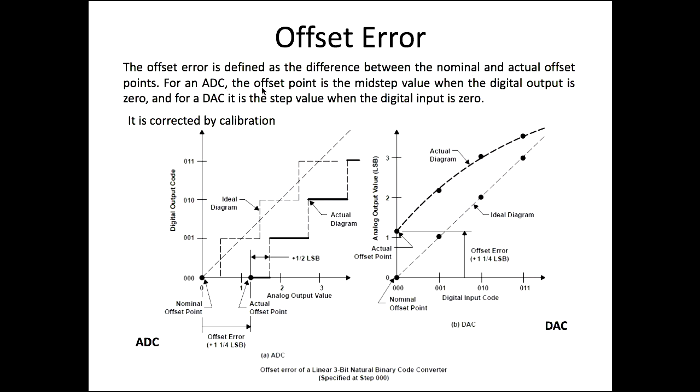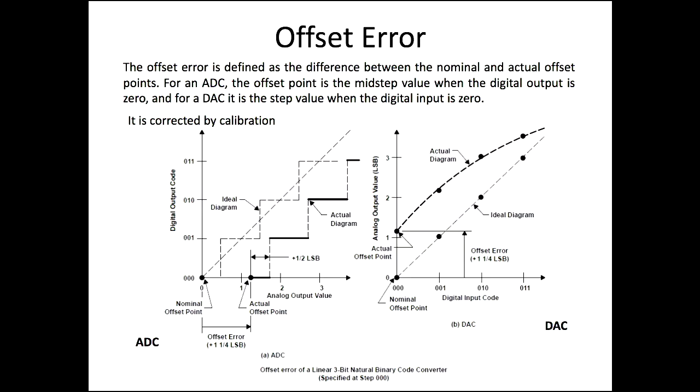For an ADC, the offset point is the mid-step value when the digital output is 0, and for the DAC it is the step value when the digital input is equal to 0. See, with digital input equal to 0, for the DAC this point should be here, but there is an offset. For the ADC, when your analog input equals 0, it is coming here, so that is the offset. But offset error is okay. If your ADC has offset error, you can fix it because you can correct it, since you know that you need to subtract 1 volt in your calculation.